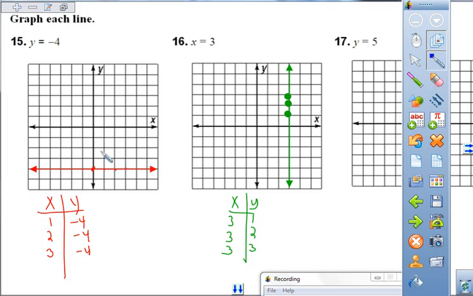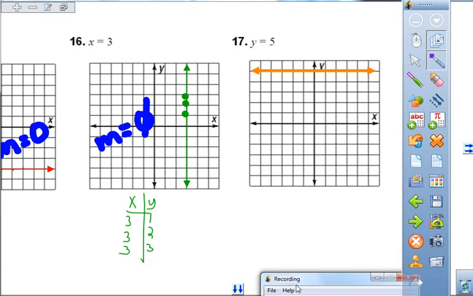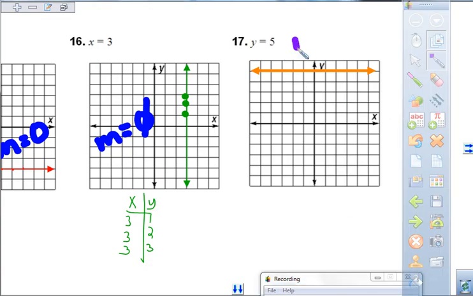To review slope, what is the slope of the red line? Think cross-country skiing. Can you cross-country ski on it? Yes, so the slope is 0. What about the green line? Can you cross-country ski on it? No, you would die or get hurt, so that one is undefined. Try number 17 on your own. Pause the video, please. Here's the solution. Our slope would also be 0 again.